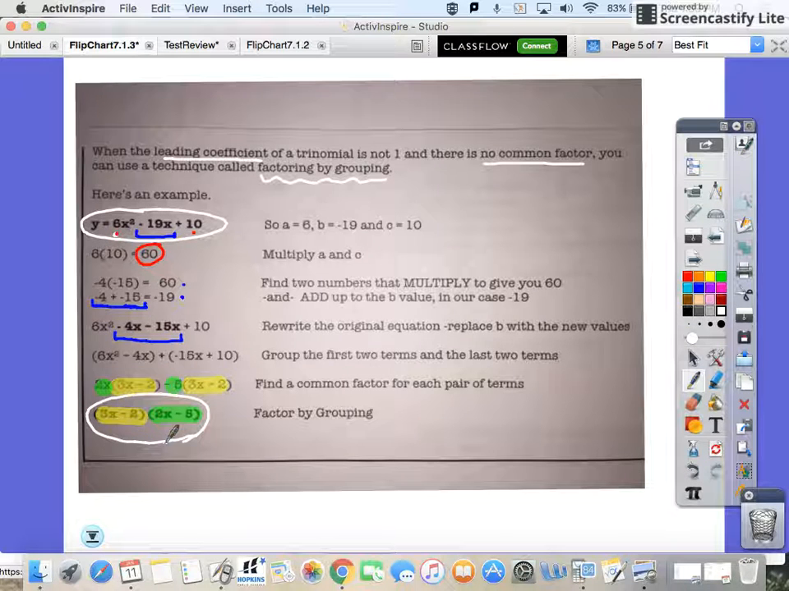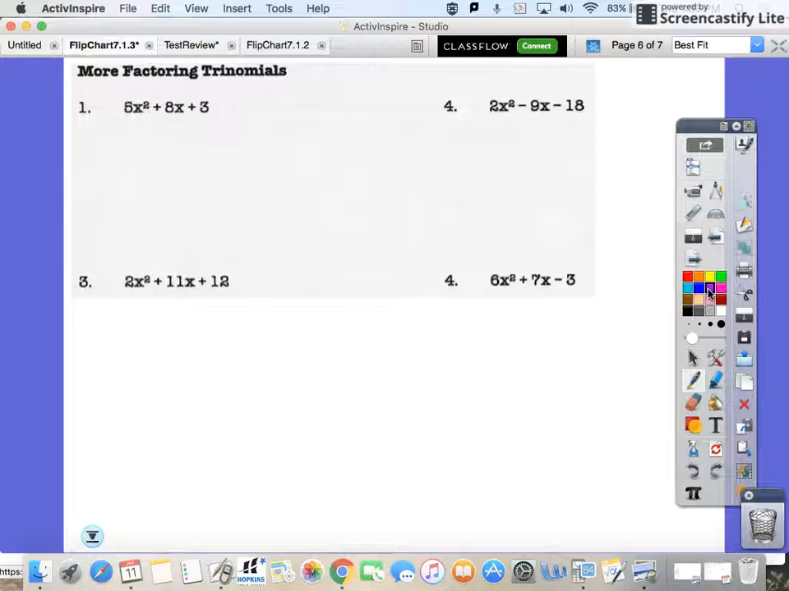We're just going to do 2 examples on the next page because there's only 2 on your assignment, just so you at least are familiar with it. So we'll do number 1 and number 3. The first thing you have to do is establish what's A, B, and C. A is 5, B is 8, C is 3. Then you take A times C, which is 15. And we need 2 numbers that multiply to 15 and add to 8. Those numbers are 3 and 5.